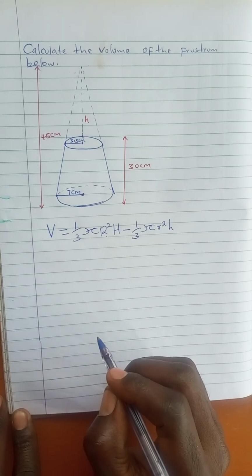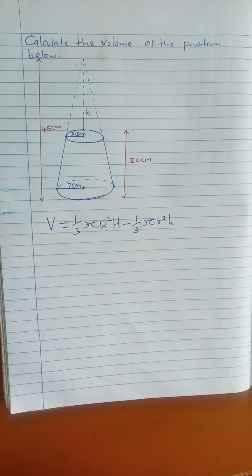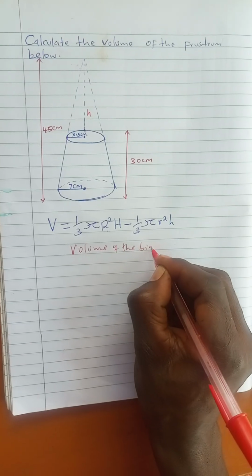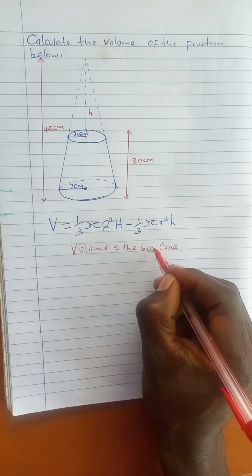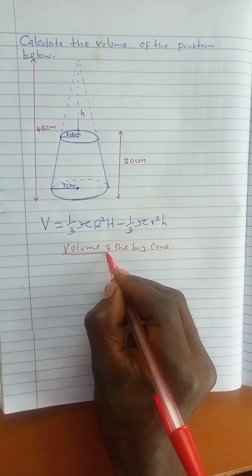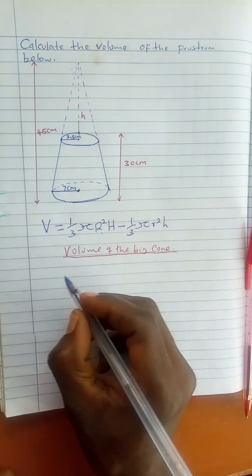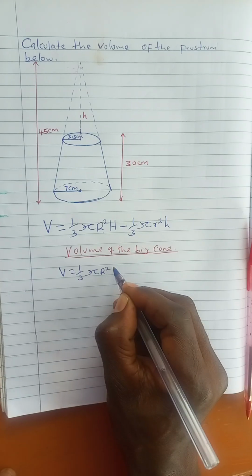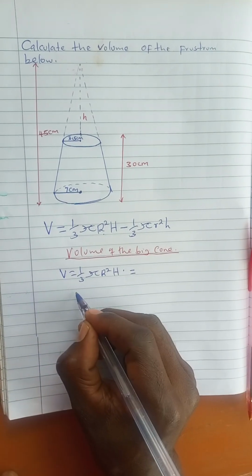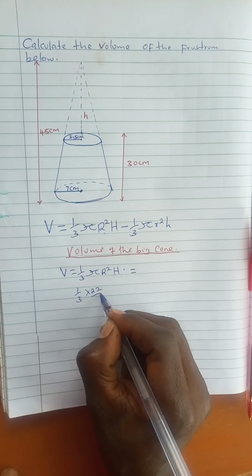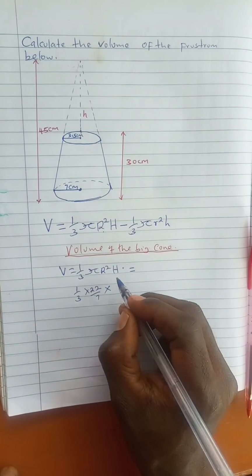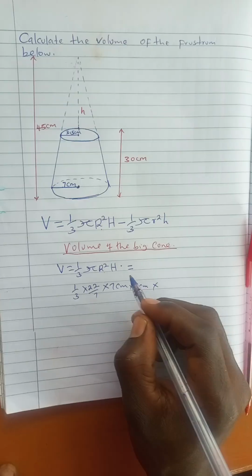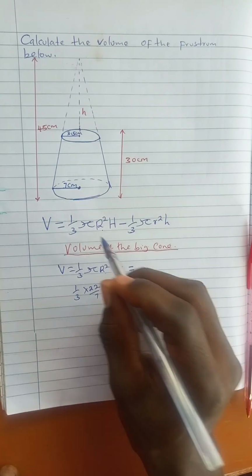So we start by calculating the volume of the big cone. We always say that the volume of the big cone is equal to a third pi r squared h. Which translates to a third times pi, 22/7, times R, the capital R, here the bigger radius, 7 centimeters times 7 centimeters times 45 centimeters, which is the original height of the frustum.